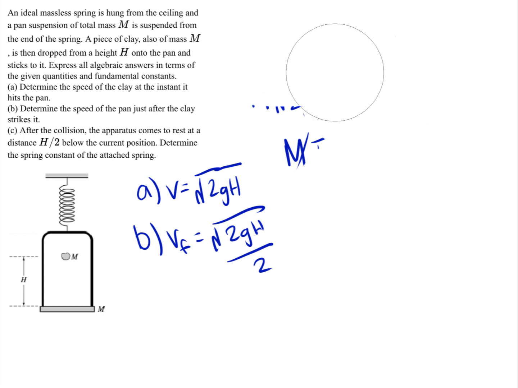Let's get rid of everything. Now, part C asks: after the collision, the apparatus comes to rest at a distance h over 2 below the current position, so it stops halfway below the position. Determine the spring constant of the attached spring.